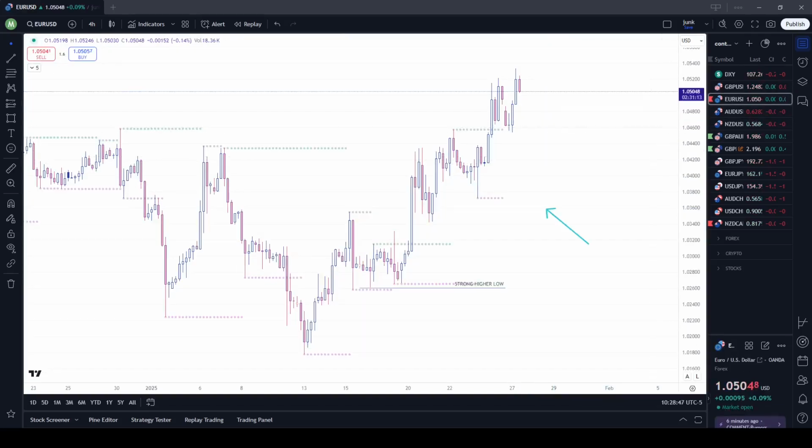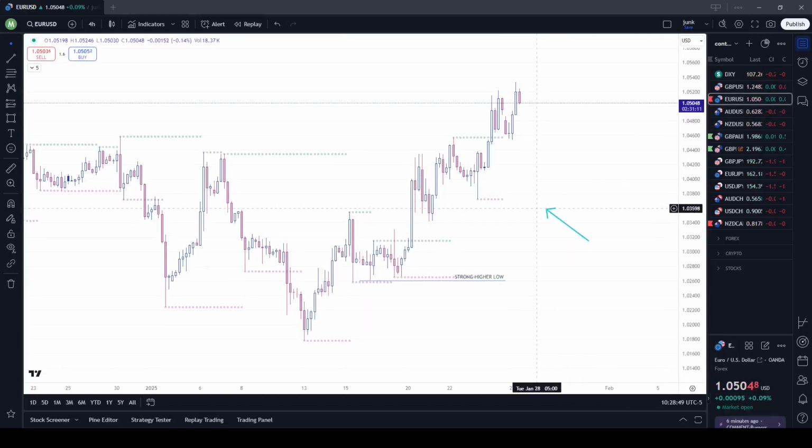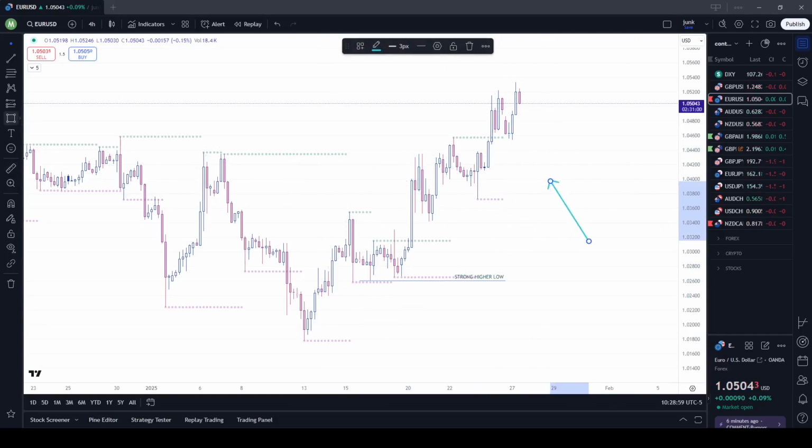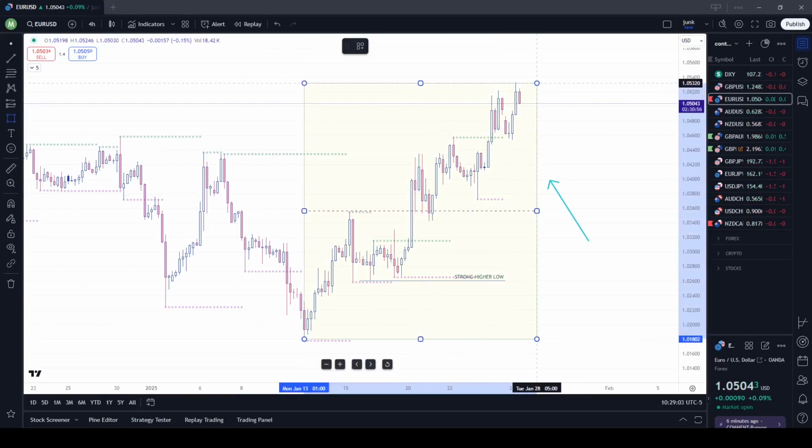Now Euro USD, and this did break its lower high. This was the lower low that now has broken this high. So we mapped out a new range for Euro USD. This is the 4-hour chart, starting here to here.